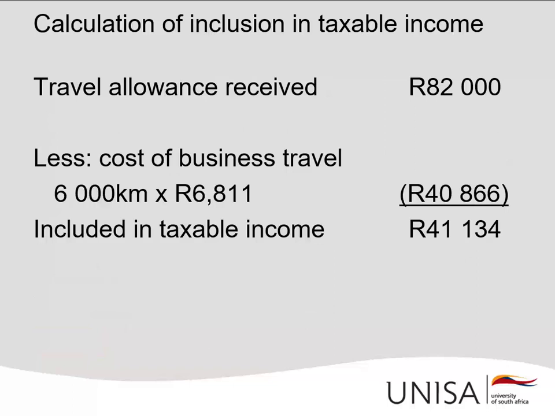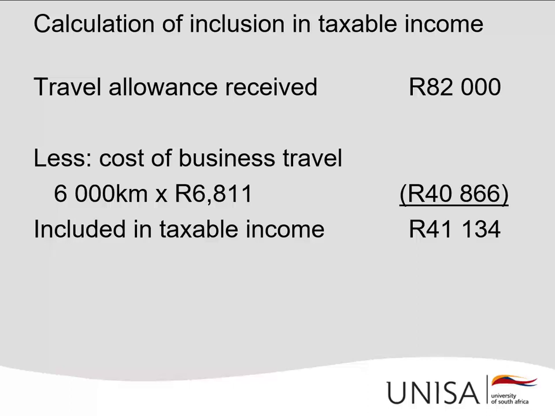Okay, so if we then show the answer, you can show these calculations as a calculation or a note, or you can show it in the body of your question, however you decide. So it's the travel allowance of 82,000 rand less the cost of business travel, which in this case is 6,000 kilometers times 6.811, which gives us 40,866 rand. If we reduce the travel allowance by that amount, it means that 41,134 rand is included in her taxable income.